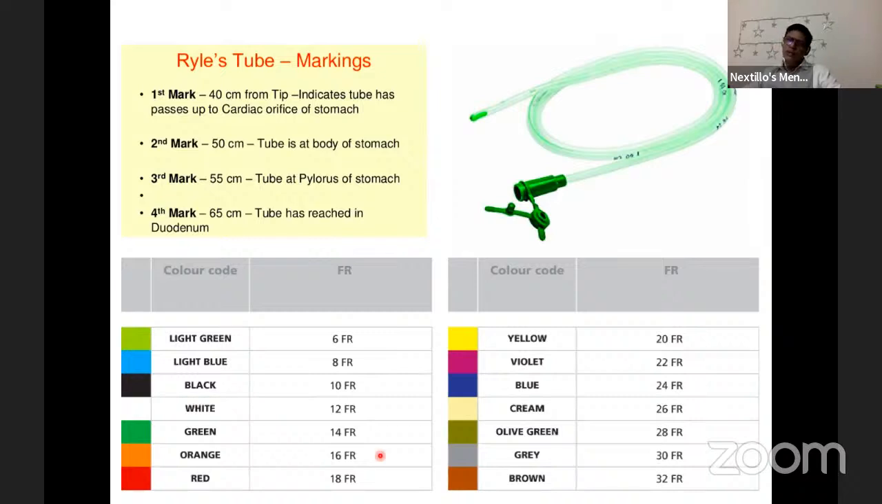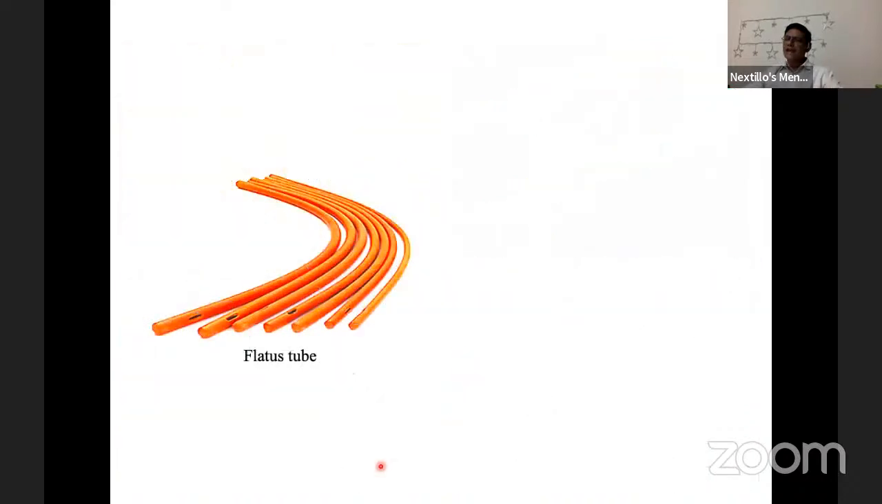Most commonly used among these are the orange, red, and yellow ones, 16, 18, and 20. So these are different colors, and we will have to remember mainly these three colors. And these colors, mind you, have to be remembered for a number of things, like the intracath that we utilize. They also come in different colors. The French size technically remains the same for them also. Then this is our flatus tube.